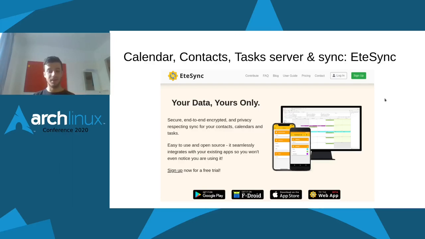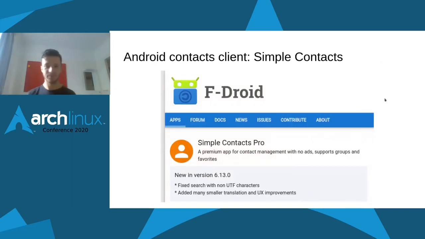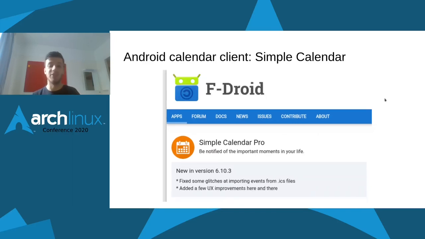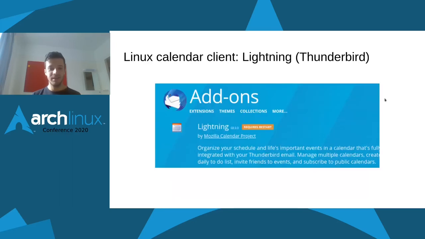But other than that, it works on Linux, it works on iOS as well. On Linux, it locally hosts a CalDAV and a CardDAV server, so you can pretty much use it with any front end you want, and yeah, it works pretty well. As for very particular front ends, I really like the Simple line of open source applications on Android. So Simple Contacts, for example, is a pretty good front end that just gets the job done for contacts. Simple Calendar, same for calendar, it's pretty okay.